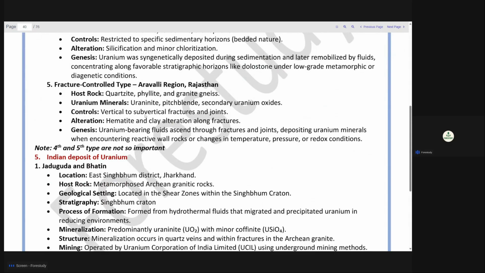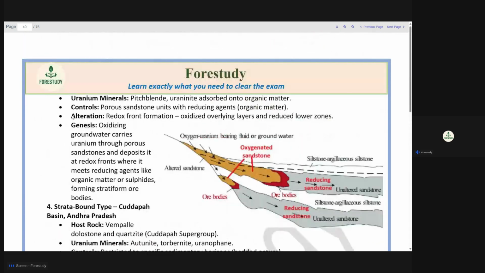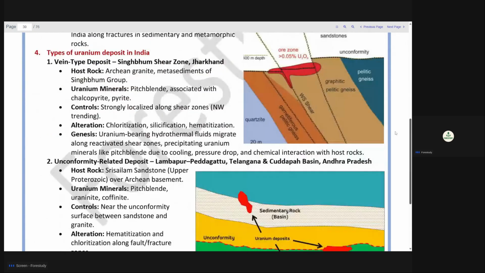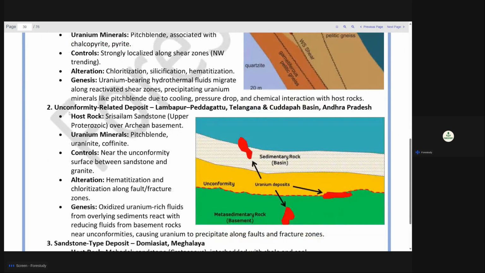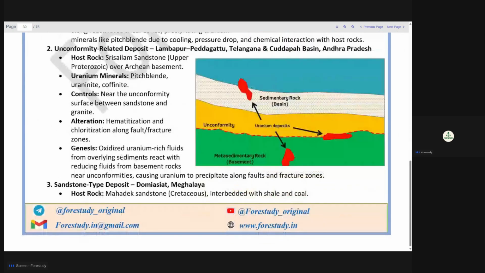So controls are vertical to subvertical fractures, shear zones, or joints, with alteration of hematite and clay along fractures. Genesis: uranium-bearing fluids ascend through fractures and joints, depositing uranium minerals when encountering reactive wall rocks or changes in temperature, pressure, or redox conditions. Okay, so note that the 4th and 5th types are not so important, but 1 to 3 are very important: vein type deposits, unconformity-related deposits in Andhra Pradesh, and sandstone type deposits of Domiasiat, Meghalaya. Okay, these three are very important.